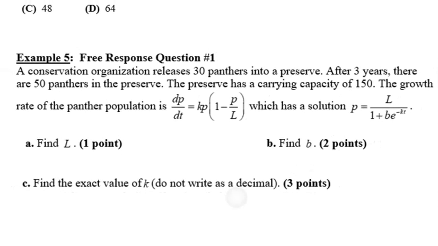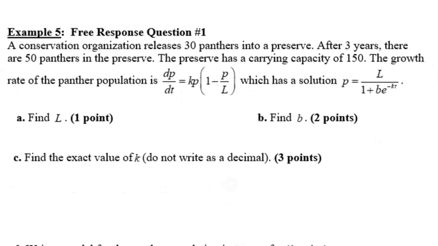Conservation, let me make that a little small. Okay, a conservation organization releases 30 panthers into a preserve. After 3 years, there are 50 panthers. Okay, so that's a data point: 3 years, 50 panthers. Our time 0 is going to be 30 panthers, and then the carrying capacity is 150.